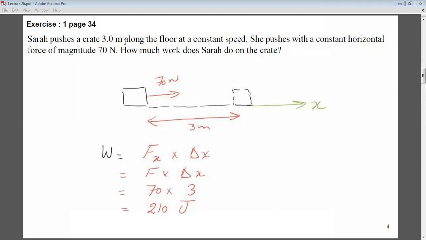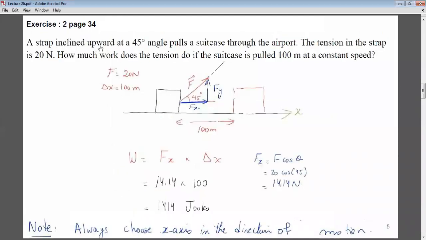Let's do another exercise. A strap inclined upward at a 45 degrees angle pulls a suitcase through the airport. So this is a suitcase through an airport. The tension in the strap is 20 Newton, so this is actually a tension force. How much work does the tension do if the suitcase is pulled 100 meters? So the 100 meters is delta x.